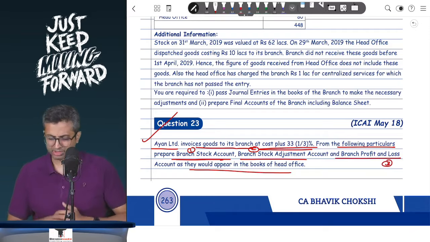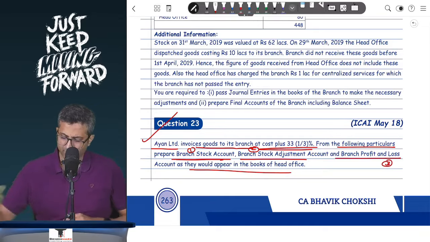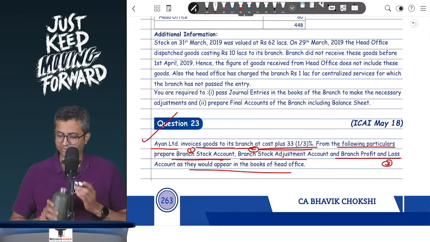What are we supposed to do? Branch stock account, branch stock adjustment account, and branch profit and loss.